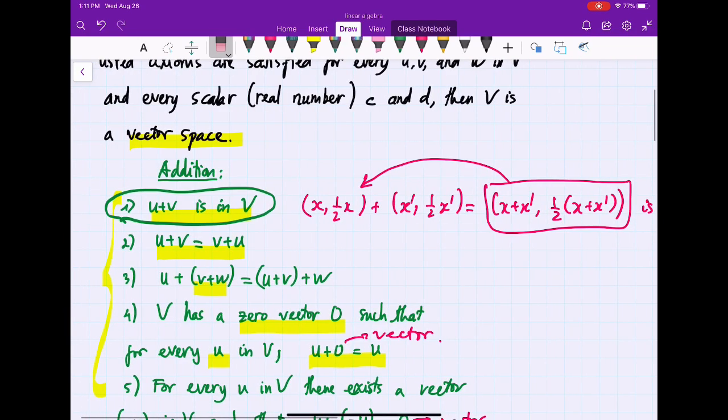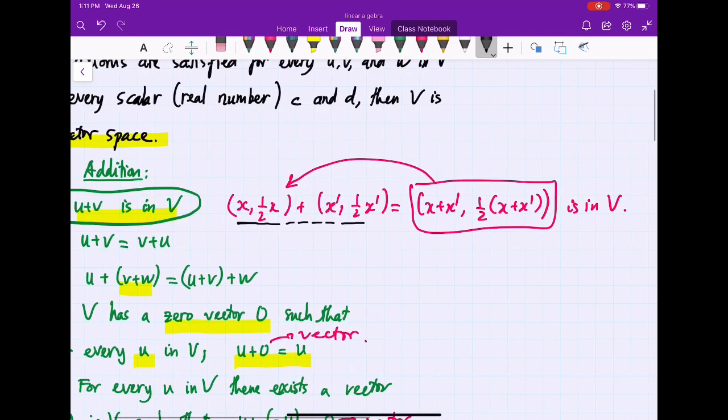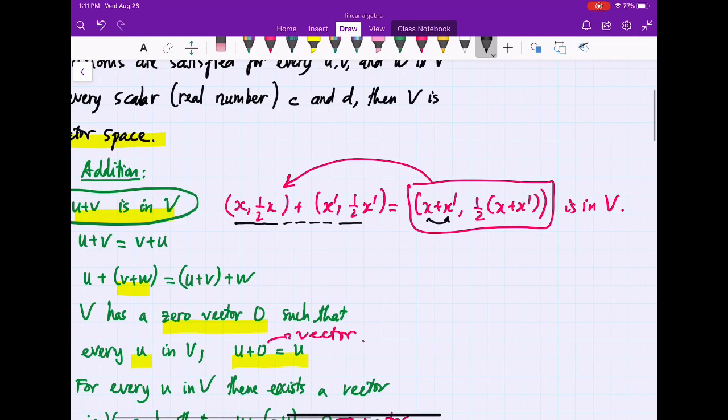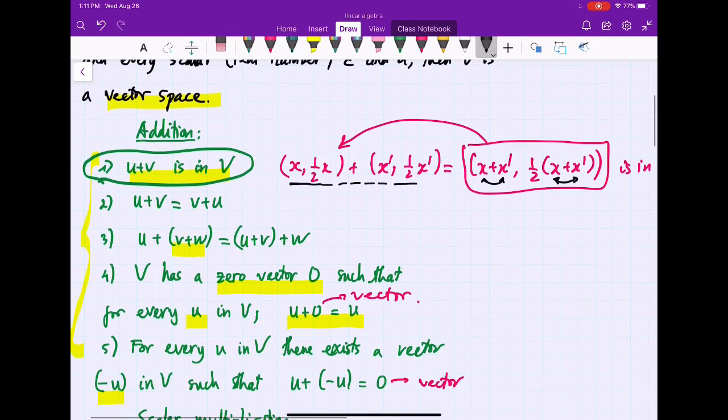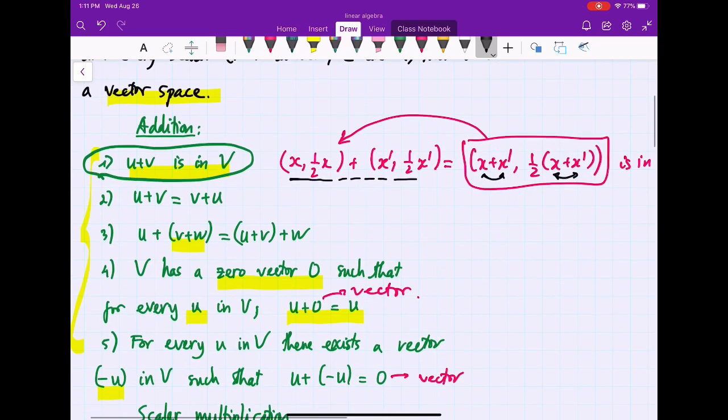Now, if you interchange the position of x and y, or u and v in the addition, of course, you can see from here, right? There's nothing changed. If you interchange x and x prime in here, you get the same vector. So that means the second property is also satisfied. The third property is also satisfied.